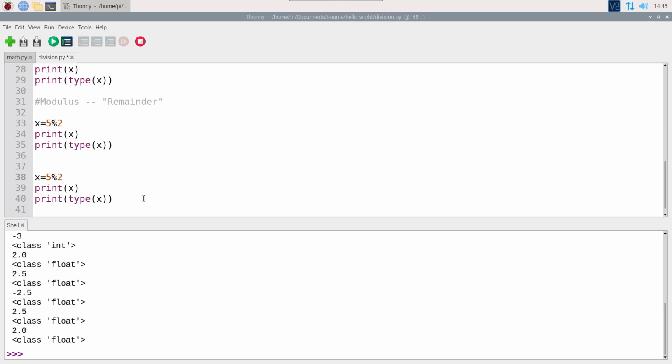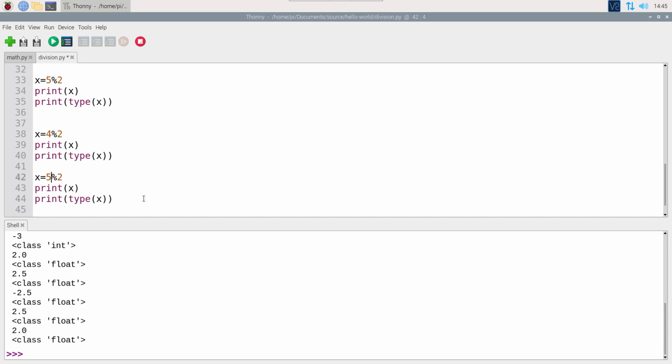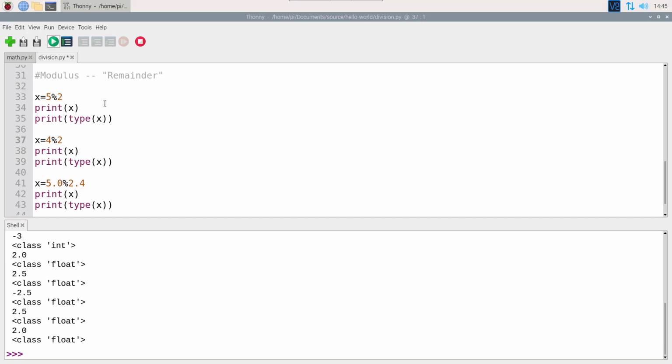And let's do 4 mod 2, and then down here I want to do some modulus with floating point numbers as well. So 5 mod 2.4, something like that. That's a modulus operation as well. Let's go ahead and run this and see what we get. Here we got back the expected result. We're getting 5 mod 2. The remainder of that is 1.